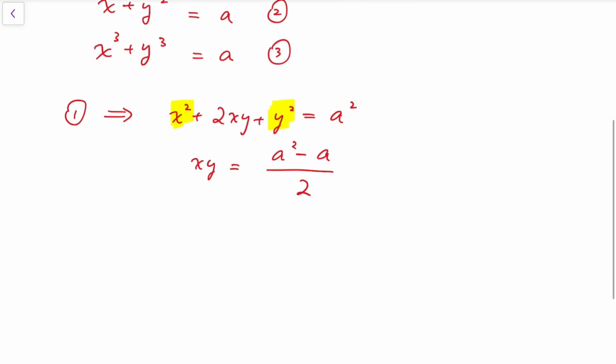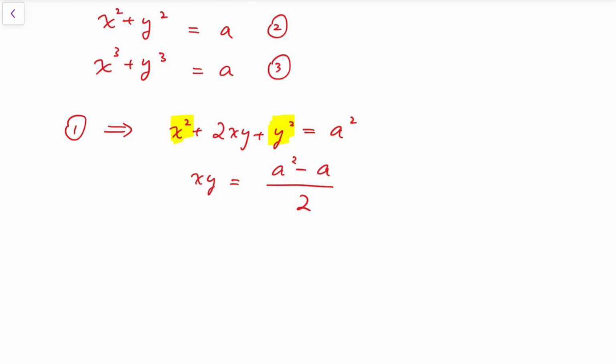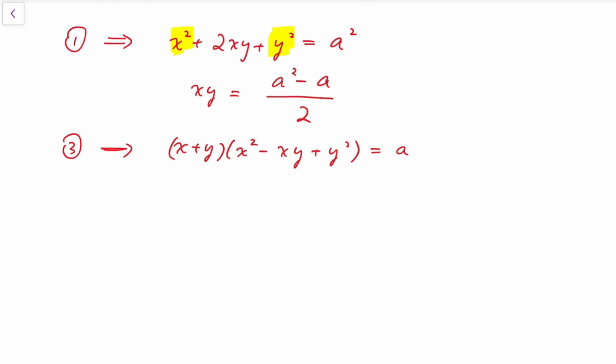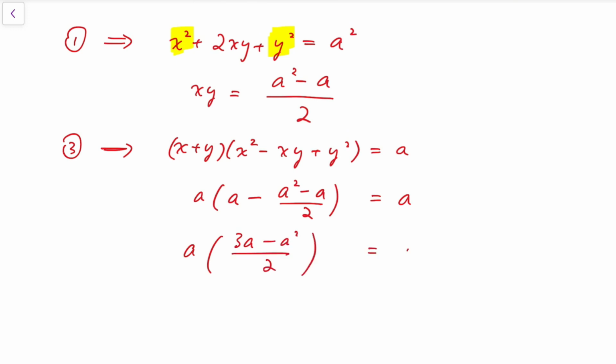Now for equations 2 and 3, I can obtain another version of xy in terms of a. From equation 3, I have (x plus y) times (x squared minus xy plus y squared) equal to a. On one hand, x plus y equals a, then we have x squared plus y squared, and that's a as well, minus xy, which is (a squared minus a) all divided by 2, and the product equals a. So we simplify, and we have a times (3a minus a squared) all divided by 2 equals a.